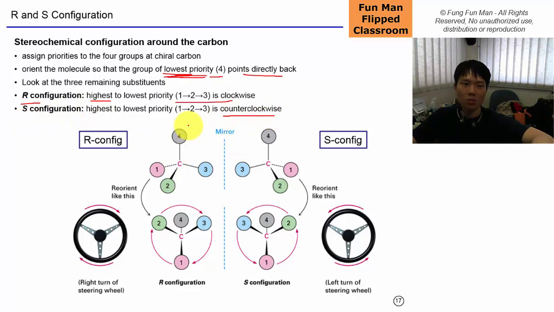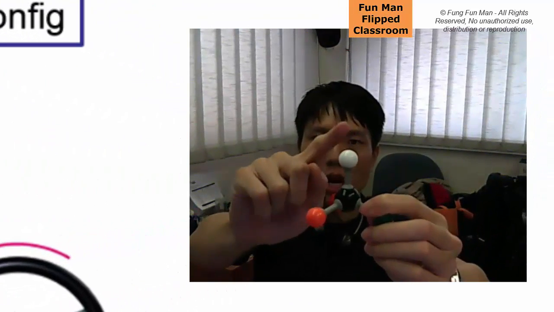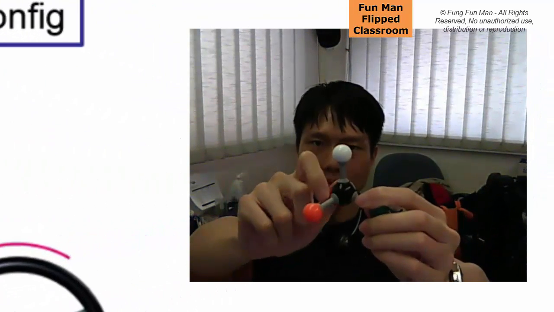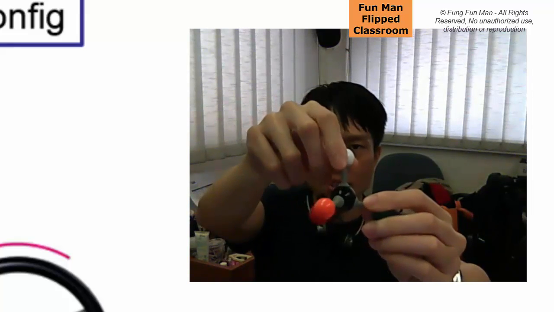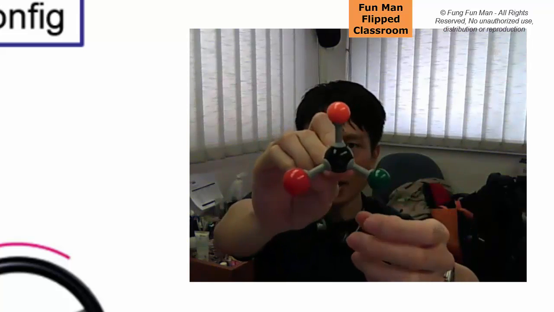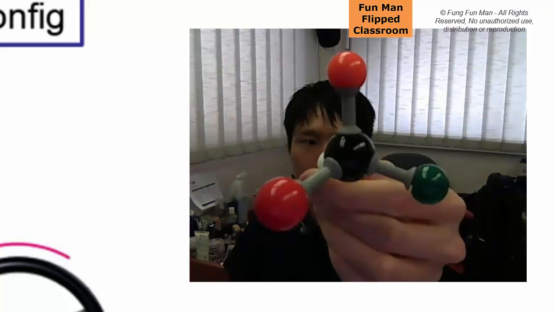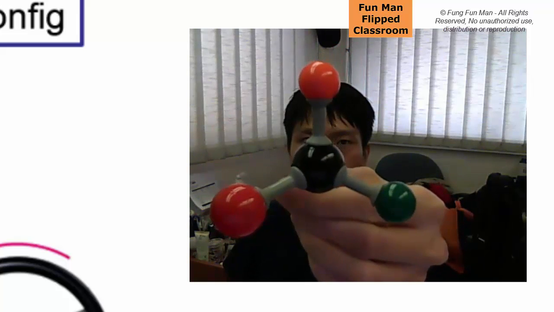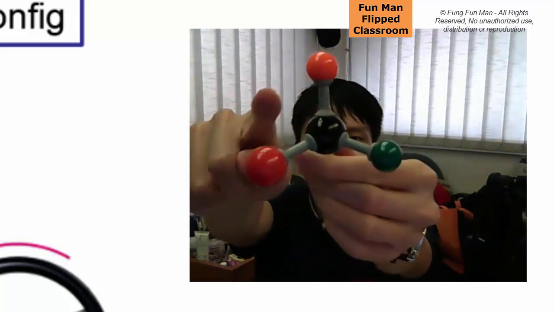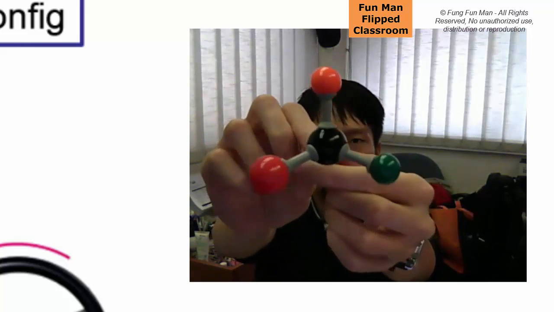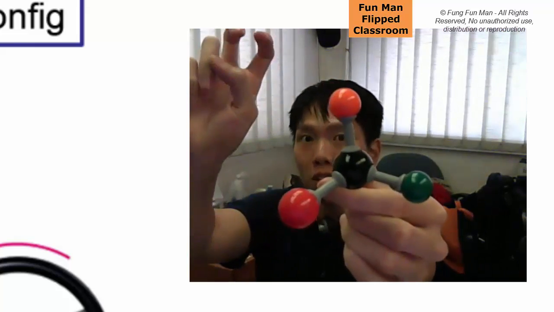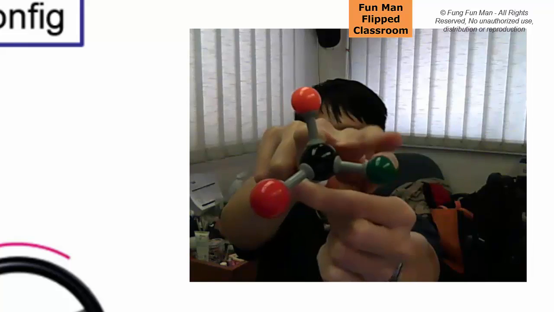So basically, you see this molecule here. Suppose we know that H, the white ball, is the lowest priority. So I send it back. I'm using your perspective, so you push it to the back of you. Black is a carbon. And you see that this is orange, red, and green. Suppose we go by alphabetical order. Suppose this is number 1, 2, and 3.